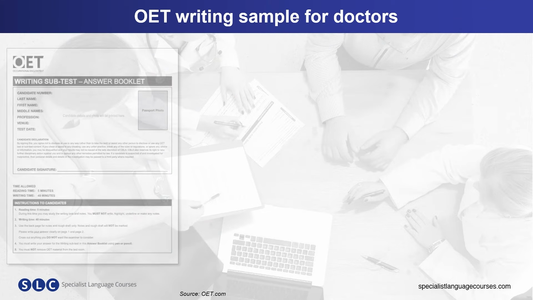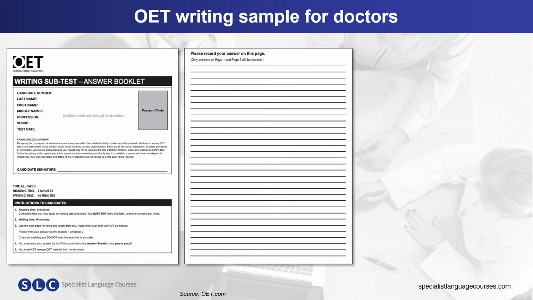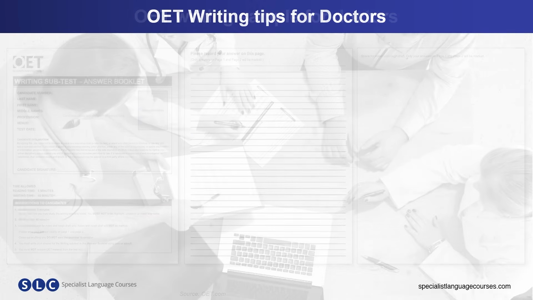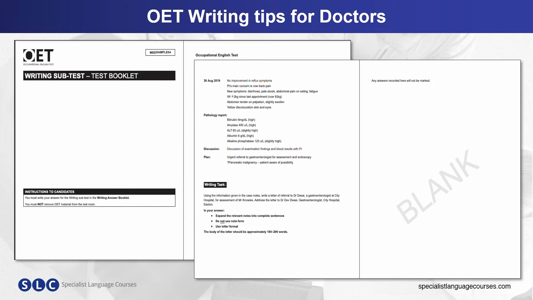You are given an answer booklet, which looks like this, with 2 sheets of line paper to write your letter on, and a sheet of blank paper, which will not be marked, and you can use this for planning and notes. You will also be given a test booklet with the case notes and another blank page, which will not be marked and can be used for notes.